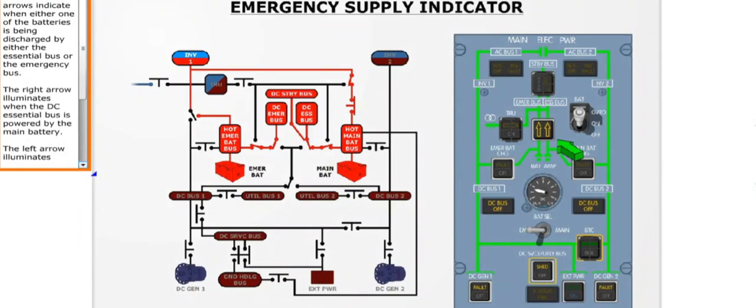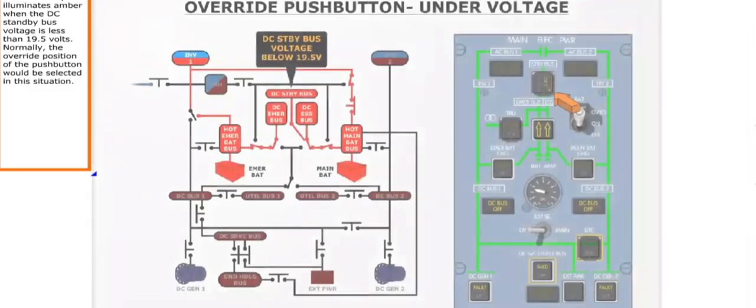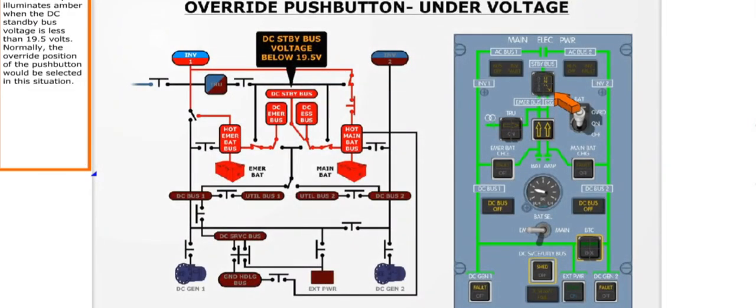Two amber flow arrows indicate when either one of the batteries is being discharged by either the essential bus or the emergency bus. The right arrow illuminates when the DC essential bus is powered by the main battery. The left arrow illuminates when the emergency battery is supplying the DC emergency bus. The undervoltage caption illuminates amber when the DC standby bus voltage is less than 19.5 volts. Normally, the override position of the push button would be selected in this situation.